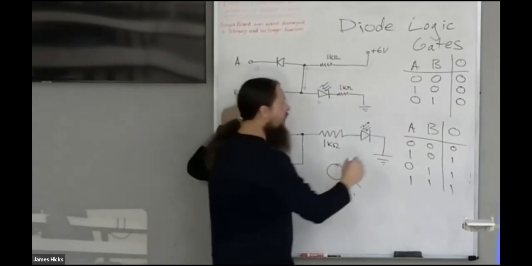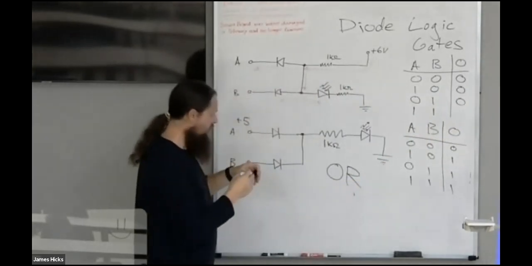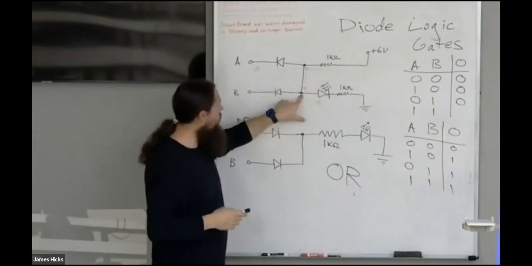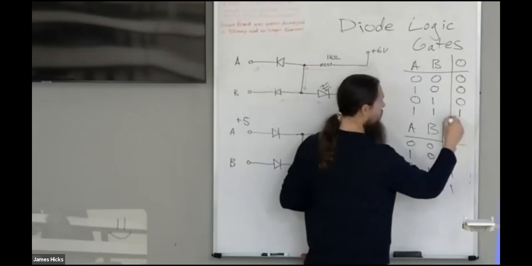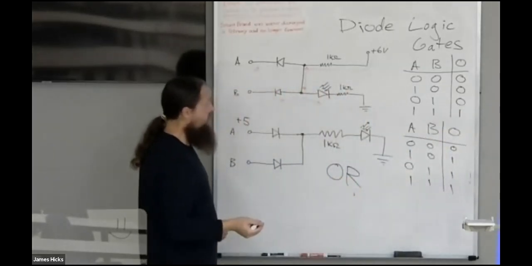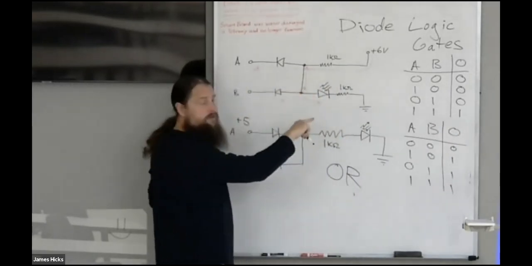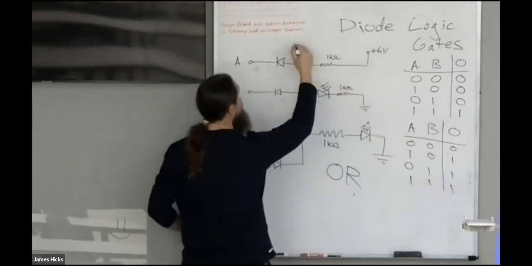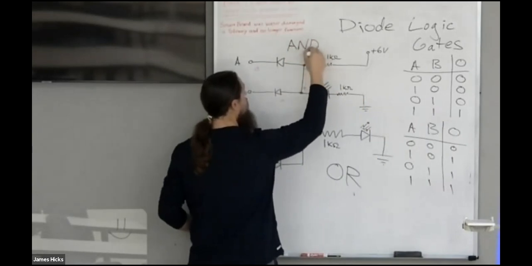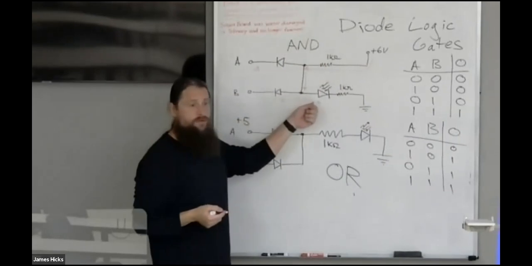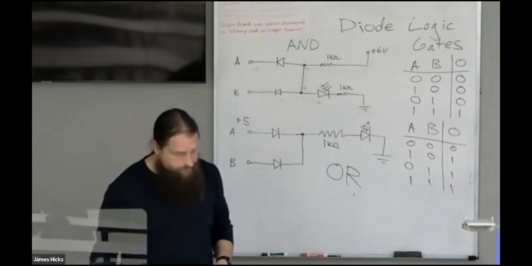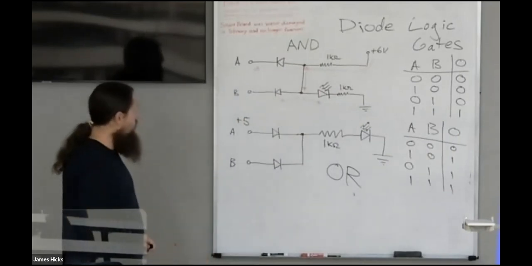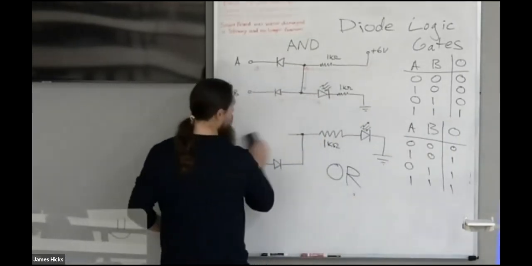Make A and B both logic level high. Then what we have here at this junction is a higher voltage, and it is enough to forward bias the LED on. So this only turns the LED on for A and B. That's an AND gate, just with diodes. Questions, comments about that?